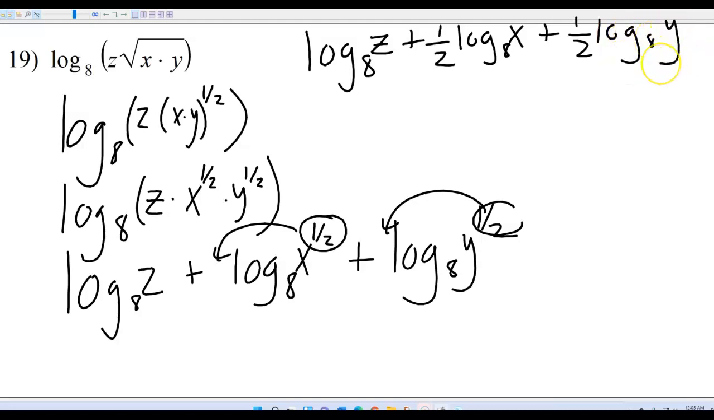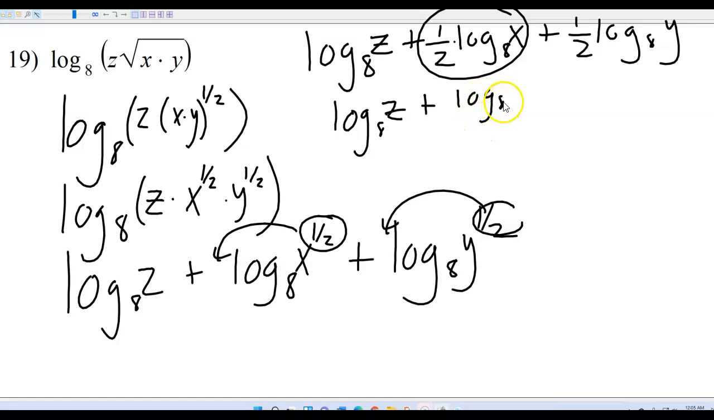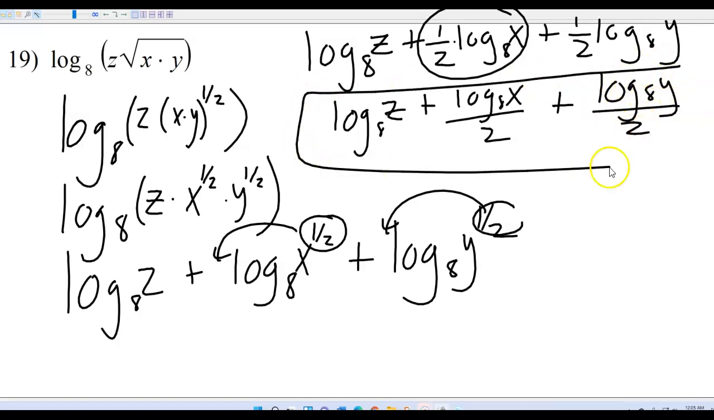One more thing though, remember working backwards, and instead of leaving this as a half log 8, I'm pretty sure they're going to write it like this on the answer key for this test. Instead of half log 8x, they're going to write log 8x over 2. Same thing with this other one here on the end. So there's our final answer.